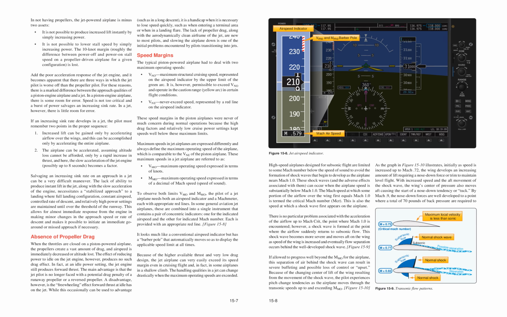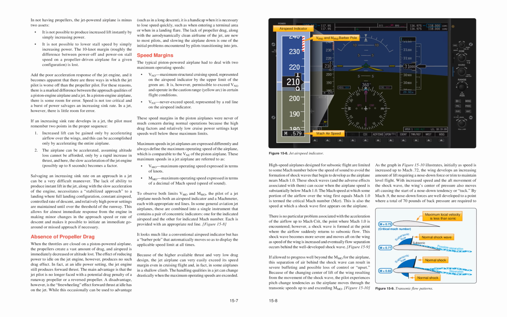Maximum speeds in jet airplanes are expressed differently and always define the maximum operating speed of the airplane, which is comparable to the VNE of the piston airplane. These maximum speeds in a jet airplane are referred to as VMO, maximum operating speed expressed in terms of knots, and MMO, maximum operating speed expressed in terms of a decimal of Mach speed, speed of sound. To observe both limits VMO and MMO, the pilot of a jet airplane needs both an airspeed indicator and a Mach meter, each with appropriate red lines.